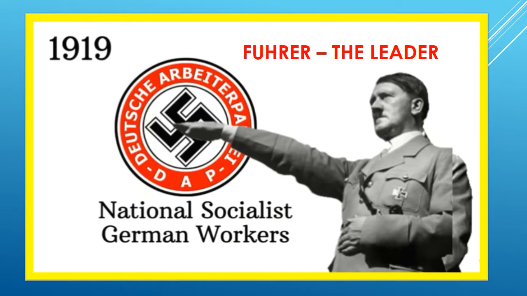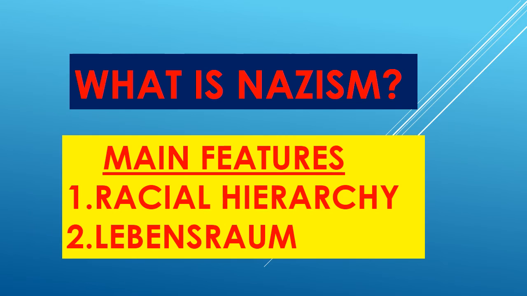What is intimidation? Meaning fear and threat, so that people obey him and follow his orders. What was Nazism? Nazism was basically Hitler's philosophy, his ideas and his principles. The main features of Nazism were racial hierarchy, and the second was Lebensraum.